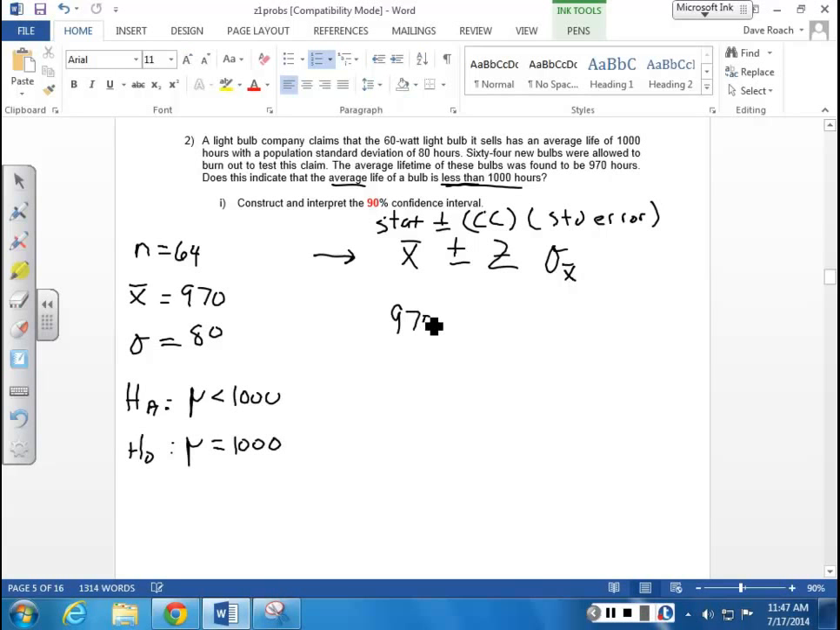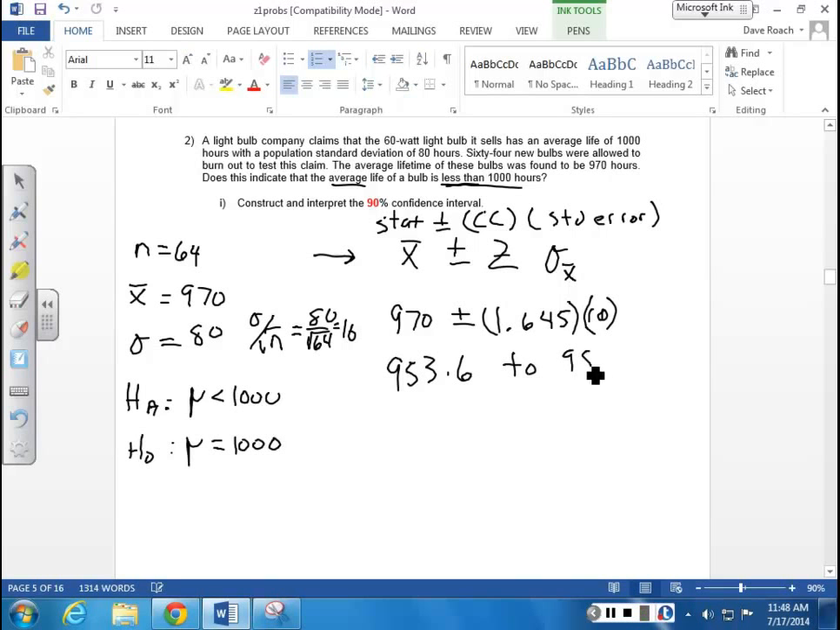970 plus or minus, and for 90% it's 1.645 times the standard error. And the standard error is sigma, the population standard deviation, divided by the square root of n, which is 80 divided by the square root of 64, which is 10. And that goes from 953.6, I'm going to round that, to 986.4.